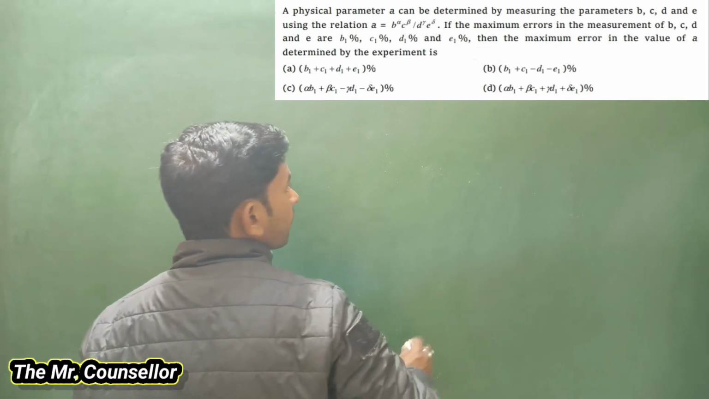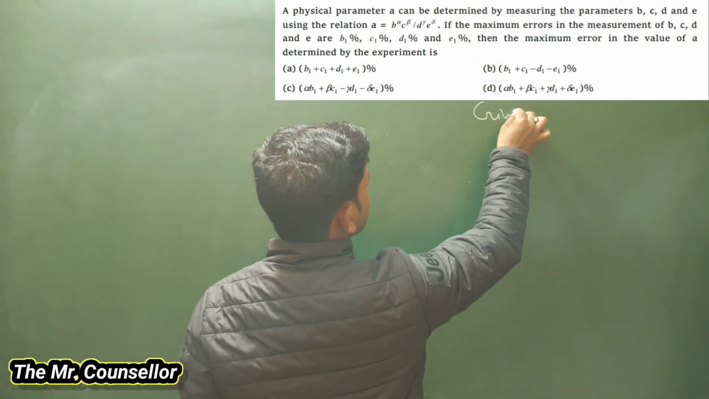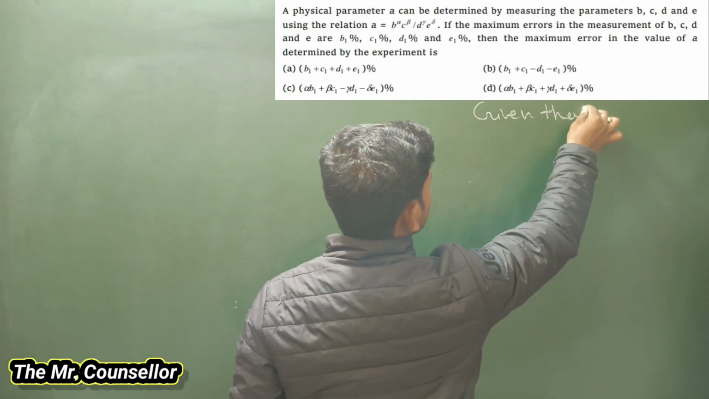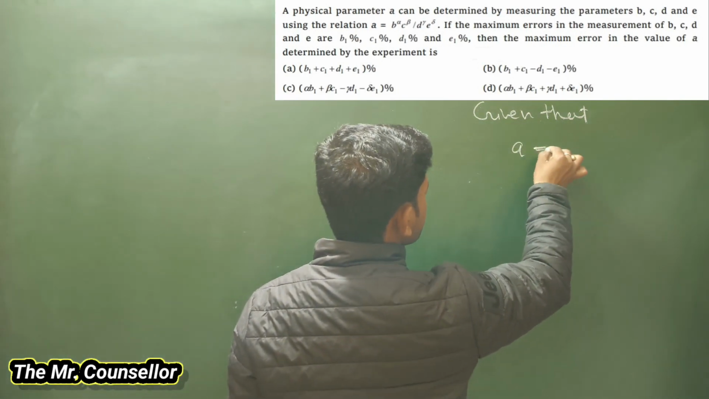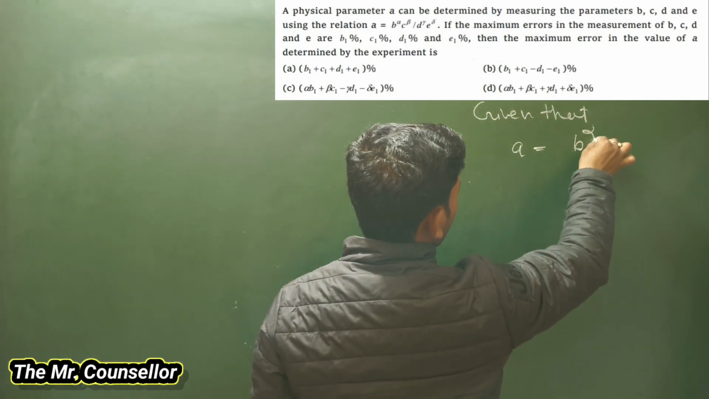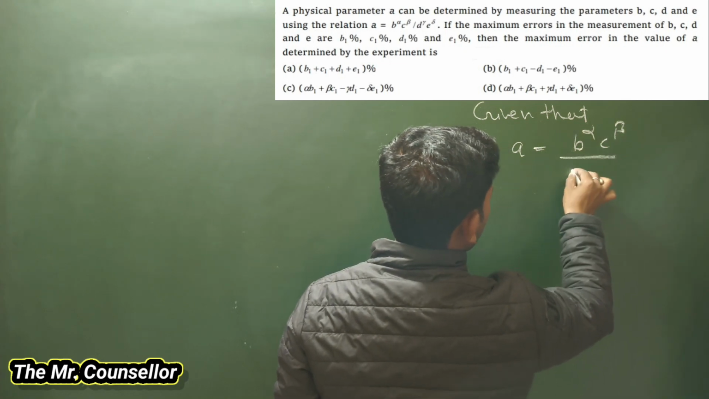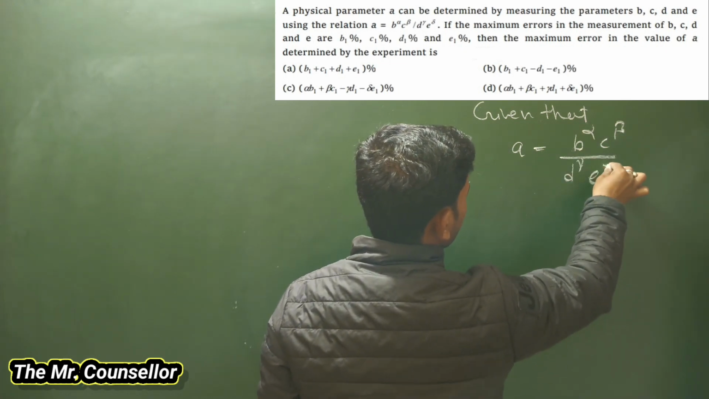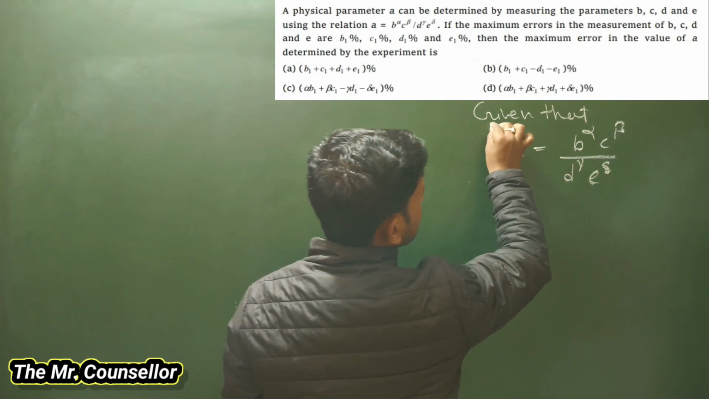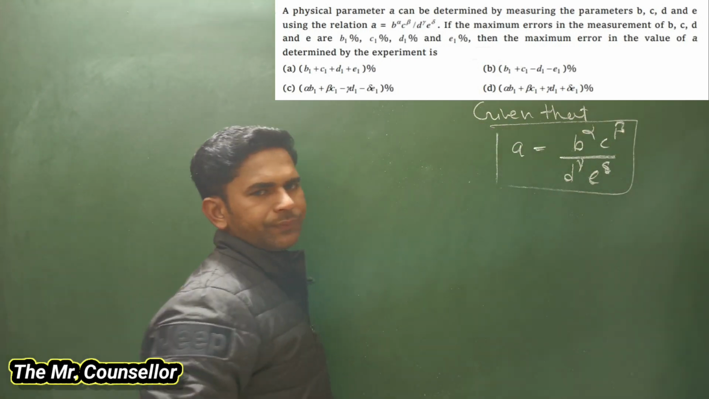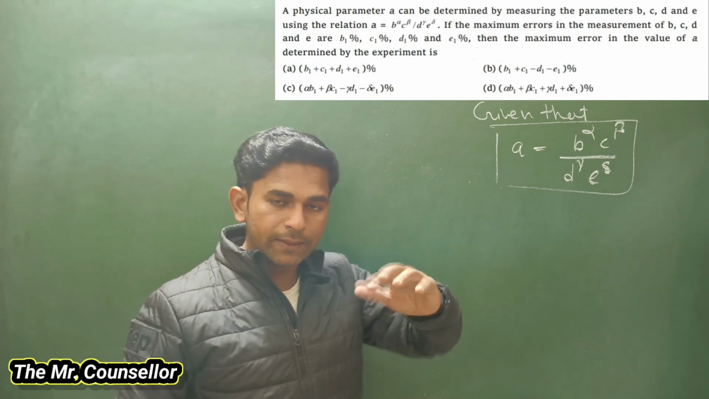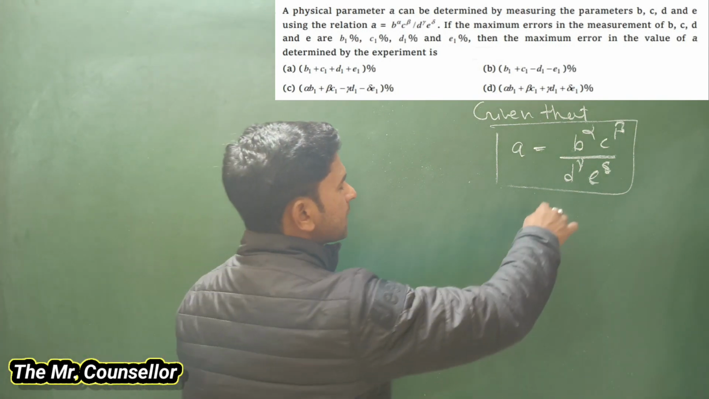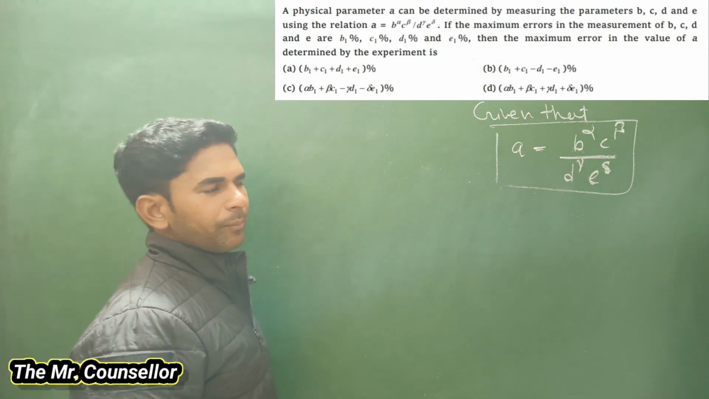See, first thing, what is given? One relation is given: a is equal to b power alpha, c power beta, d power gamma and e power delta. After this relation, the next thing given is the percentage error, just measuring b.